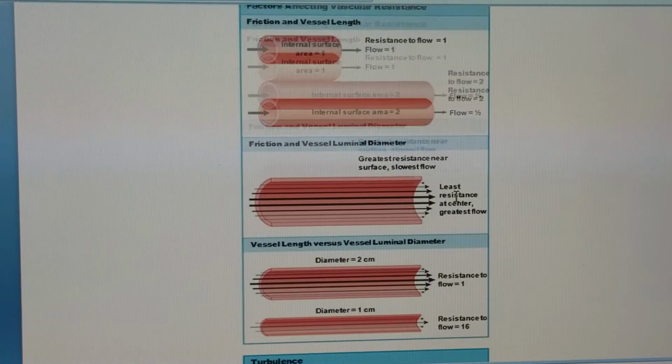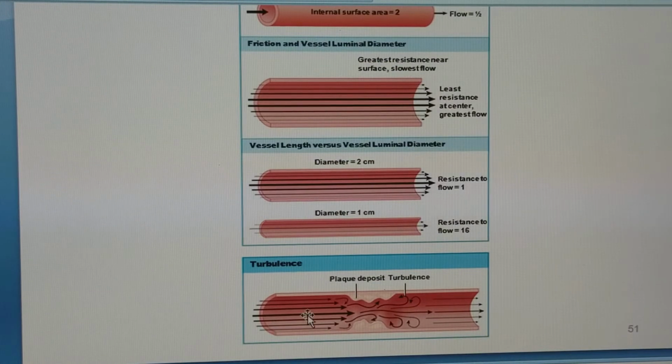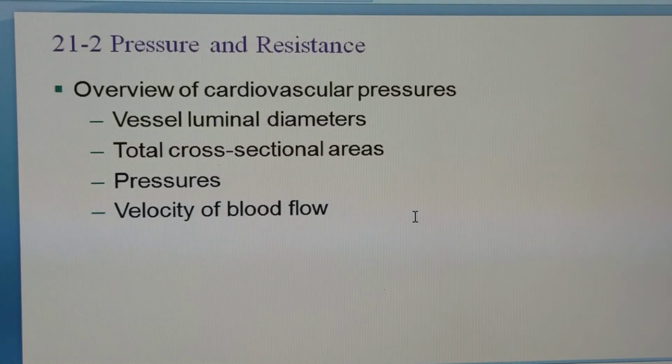And here, we're looking at a thrombus, a plaque inside of a vessel, creating turbulence. Okay. Overview of the cardiovascular pressures. The vessel luminal diameters can have an effect on cardiovascular pressures, total cross-sectional areas, pressures, velocity, or viscosity of the blood.